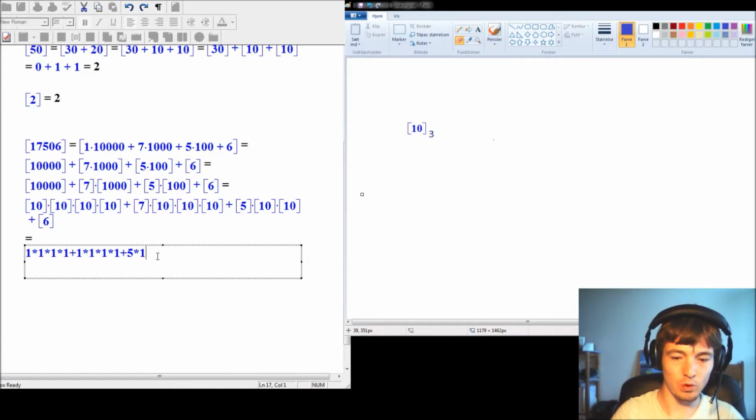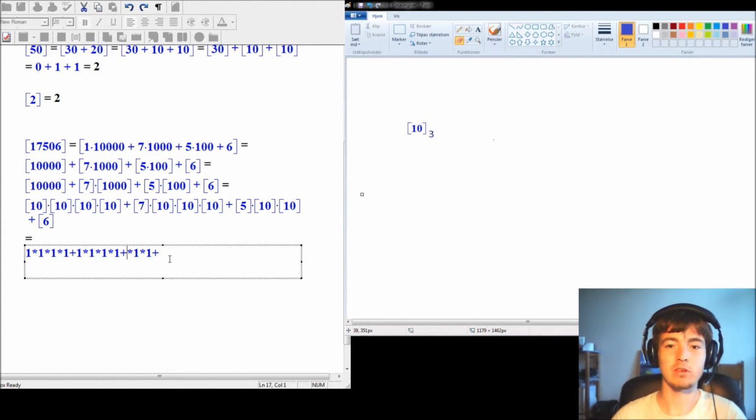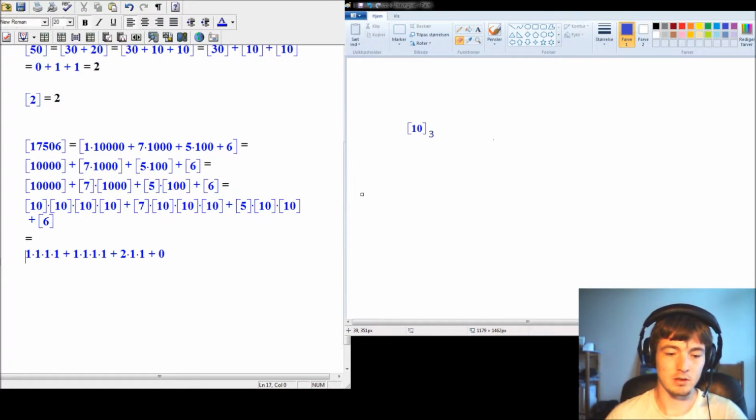5 times 1 times 1, and then we have to add... Oh wait, I did 5. I don't need to do 5. I can make it down to an easy number, because what's 5 modulo 3? Well, that's just 2. That shouldn't be black magic to you anymore, hopefully. And this 6 becomes a 0, because 6 is divisible by 3.